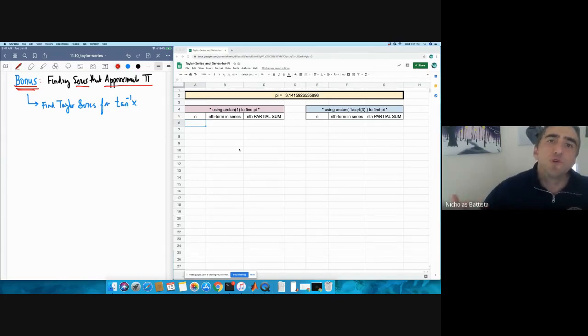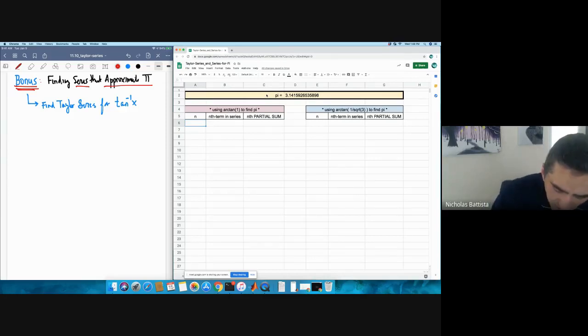And then we're going to use Google Sheets to try and figure out what the first 10 terms, first 20 terms of those series look like to give us approximations for pi. So right now we know pi is equal to 3.14159 and change, an infinite amount of change. But let's come up with some series that can give us that particular constant.